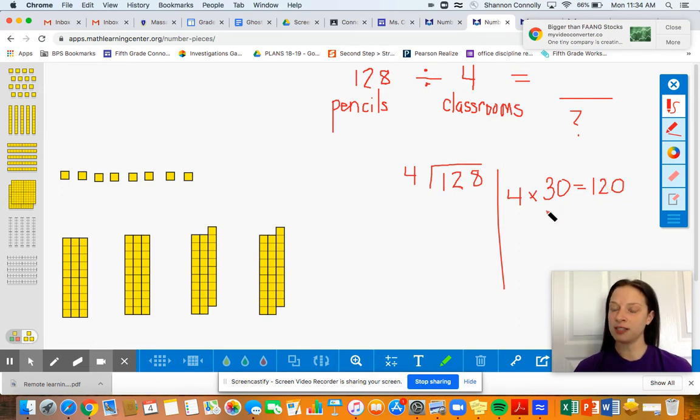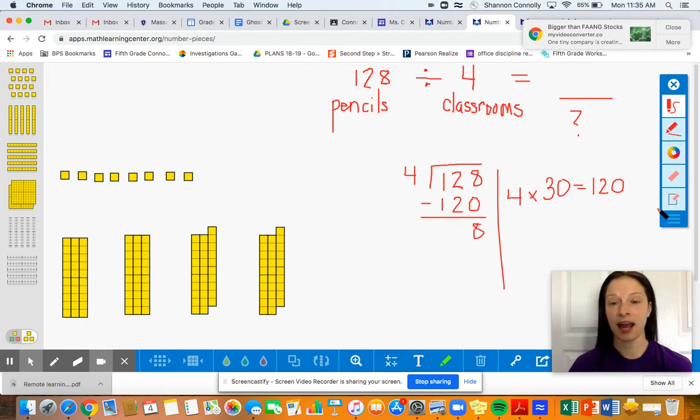If I had written down 4 times 10, 4 times 10, 4 times 10, that would have been a little extra work. Is it okay to do it that way? Definitely. I just wanted to show you a more efficient way to record our work. Okay, so if I gave each classroom 30 pencils at a time, how many pencils do I have left to distribute? I have 8 pencils left to split evenly between 4 classrooms.